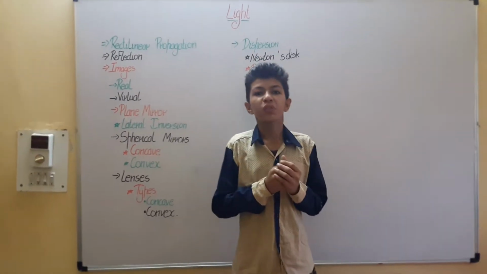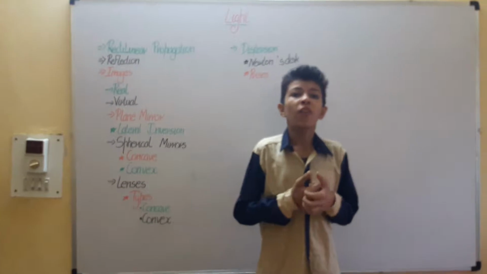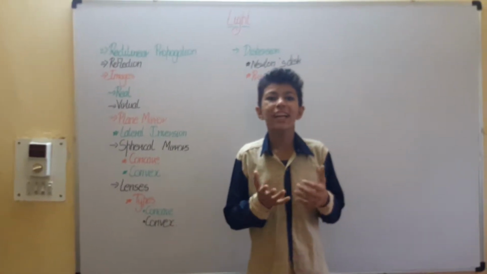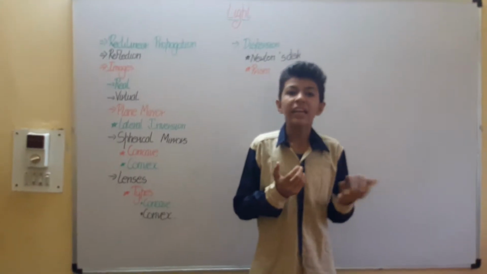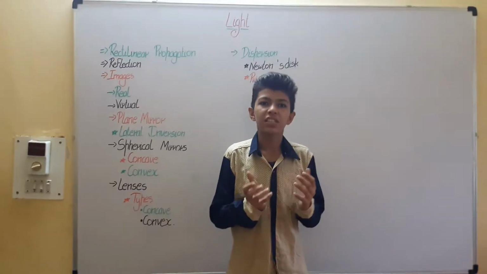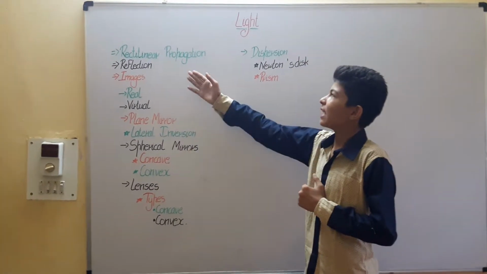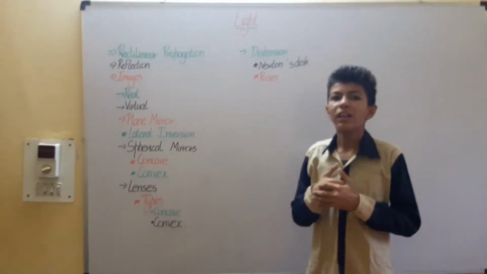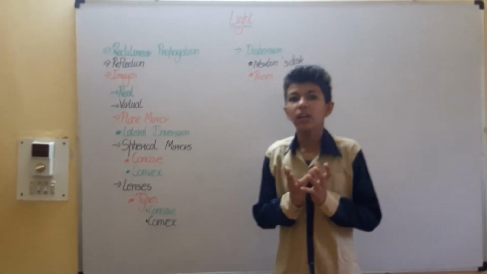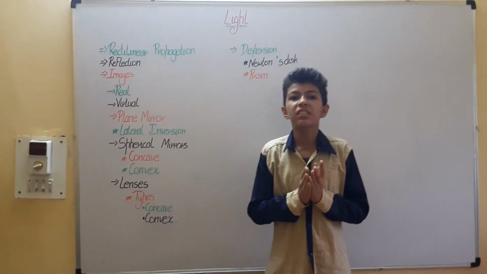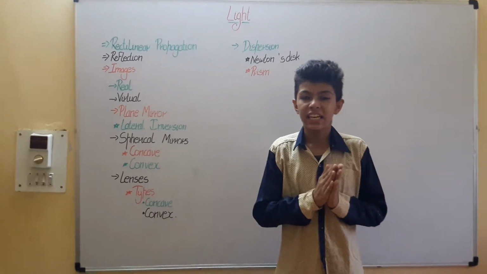In the previous class we learned about the different properties of light: what shadows and images formed by light are, and what their different characteristics are. So let's start. First we have rectilinear propagation. What does rectilinear propagation of light mean? It means that light always travels in a straight line.